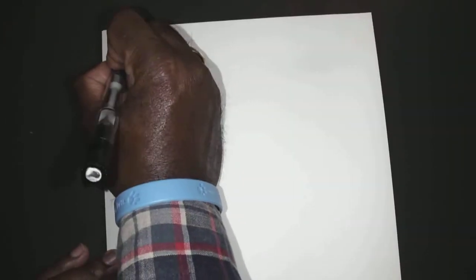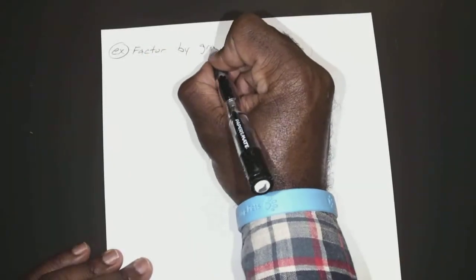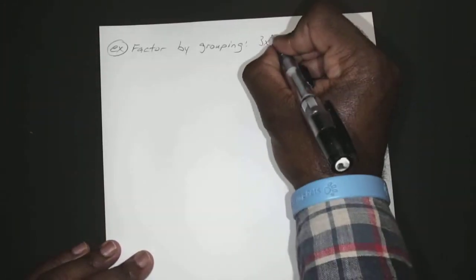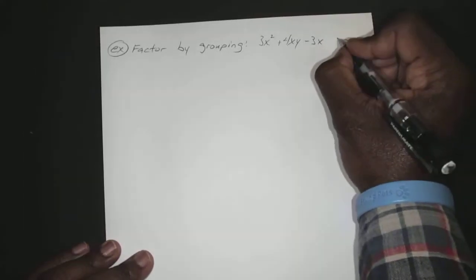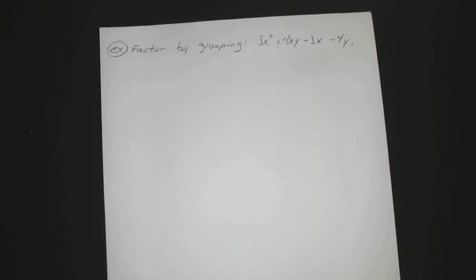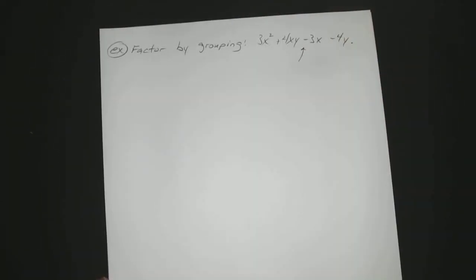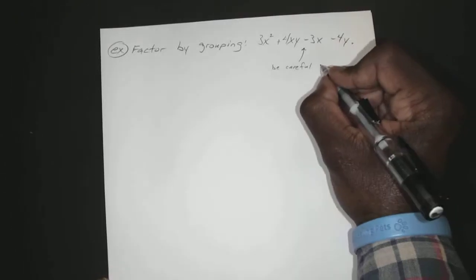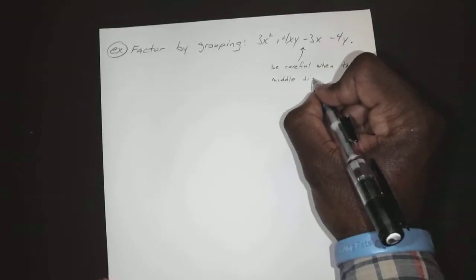Let's say, for example, you want to factor by grouping. 3x squared plus 4xy minus 3x minus 4y. Okay. Now, one thing you want to notice is that when your middle term is minus, you want to be careful, and I'll show you why in a minute. So be careful when the middle sign is negative.